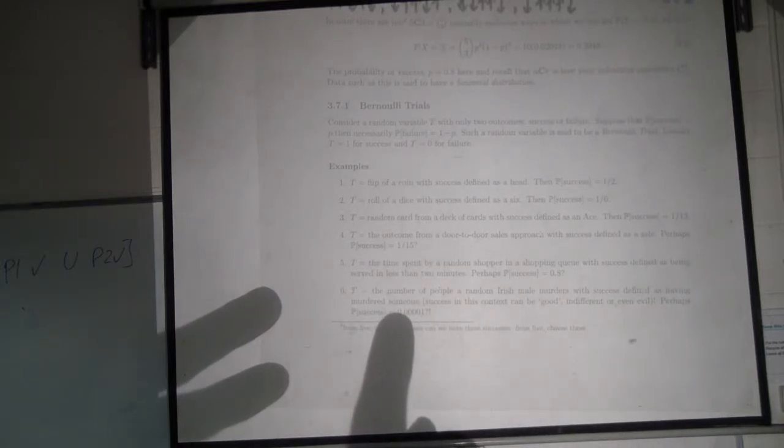And just so you understand, success doesn't have to be a good thing. So, the number of people a random Irish male murders, with success defined as having murdered someone. So either you murdered someone or you didn't, and the probability of success is maybe something like that.